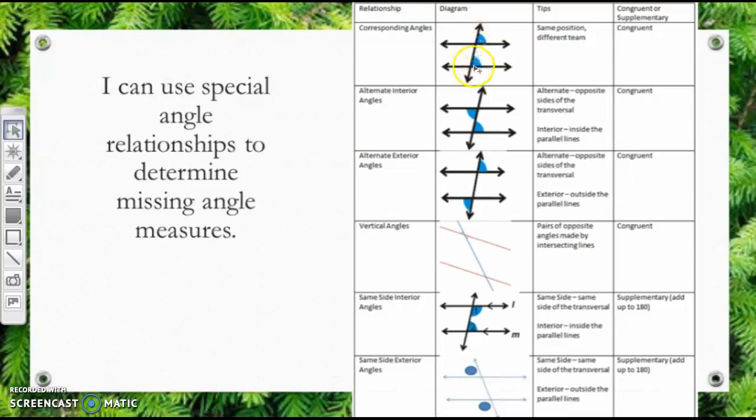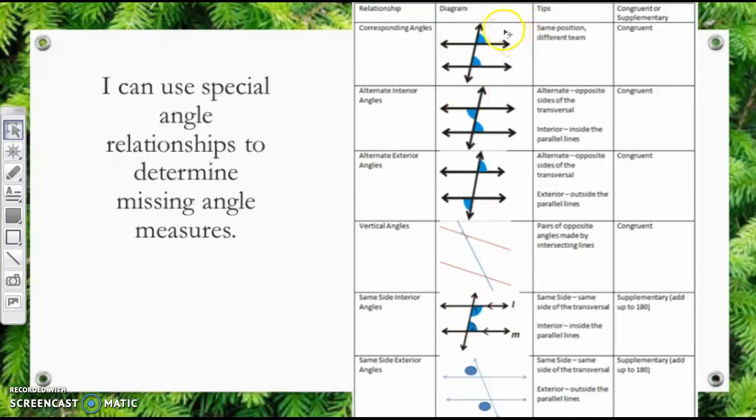We have corresponding angles, which are same side, skip an angle. Alternate interior are on opposite sides of the transversal inside. Alternate exterior are opposite sides of the transversal on the outside of the parallel lines. Vertical angles are those bow tie angles or those kissing V's. Same side interior, those are on the same side inside, and those are supplementary.